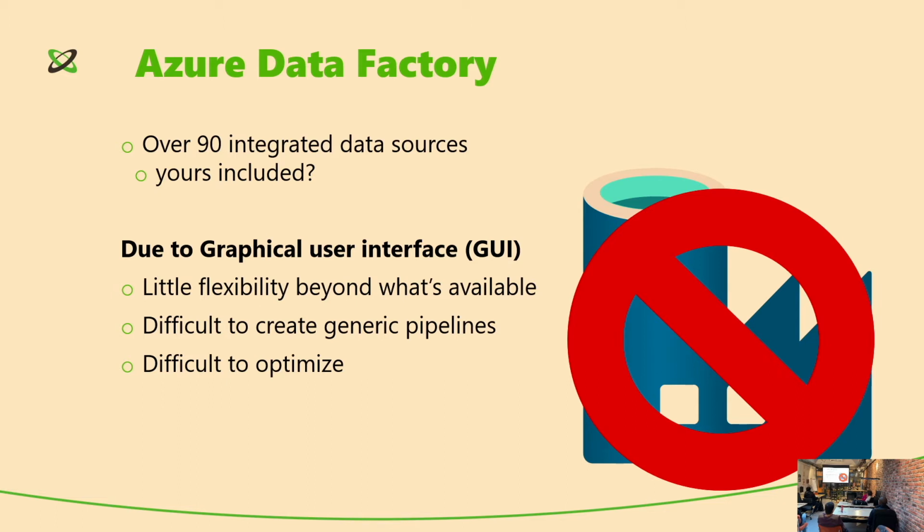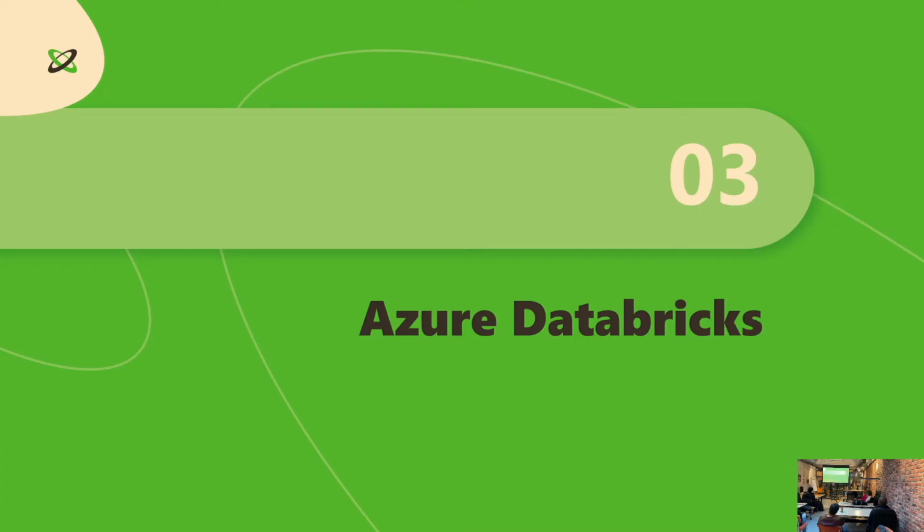So if you want to do anything that ADF cannot do out of the box, we're going to have a bad time. If you want to create generic pipelines, which is very easily done in code, then in ADF this is very difficult because you have to configure everything by hand. If you have data pipelines that are not optimized correctly and are not running as you want them to, due to the GUI again, it's very difficult to go under the hood and fix this, as you could do with code. So these are the downsides of Azure Data Factory, even though it's pretty handy if you don't know how to code. What about Databricks?